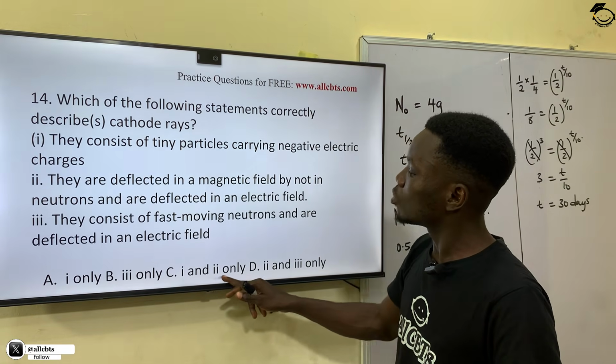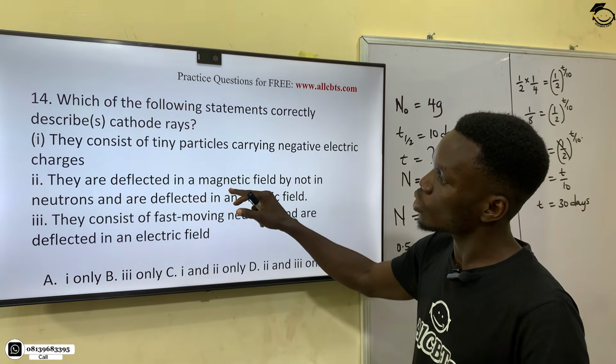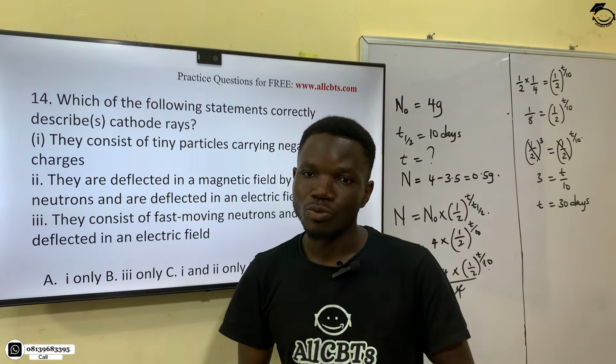Roman figure 1 and Roman figure 2 only. So Roman figure 1 and Roman figure 2 are correct about cathode rays, which is option C.